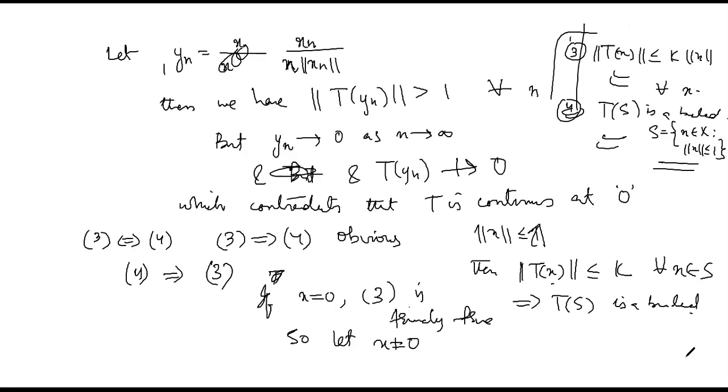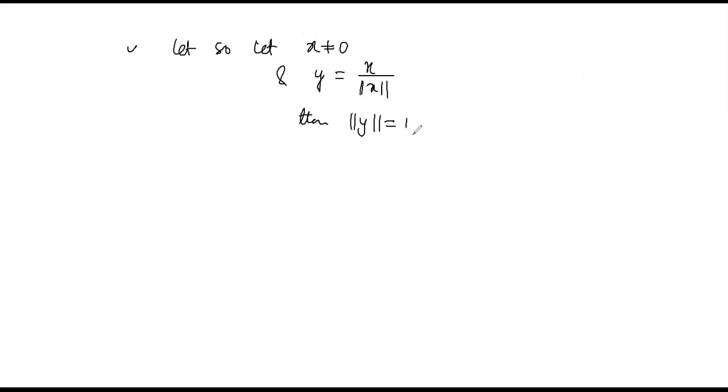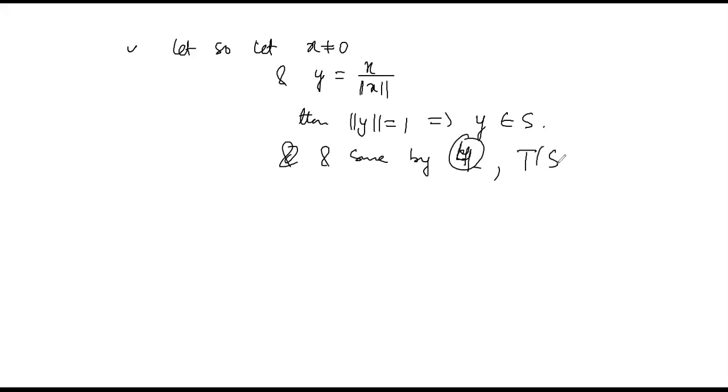So अगर x 0 नहीं है, then I can take y, so let x be not equal to 0 and y be equal to x by norm x. Then norm of y is equal to 1, which implies that y belongs to S. And hence, since 4 कहता है, जो हम 4 से हमें 3 imply करना है, तो 4 कहता है t of S is bounded, implies that y S में है, then t of y in norm is less than equal to some k for some k positive.